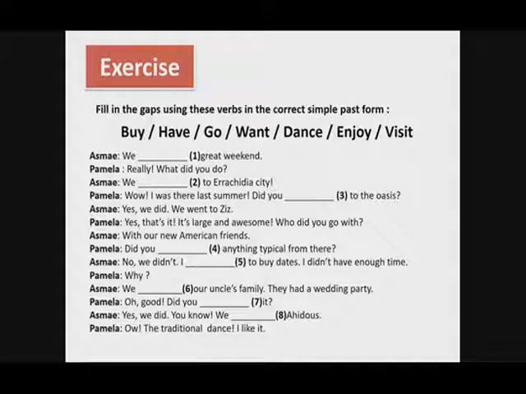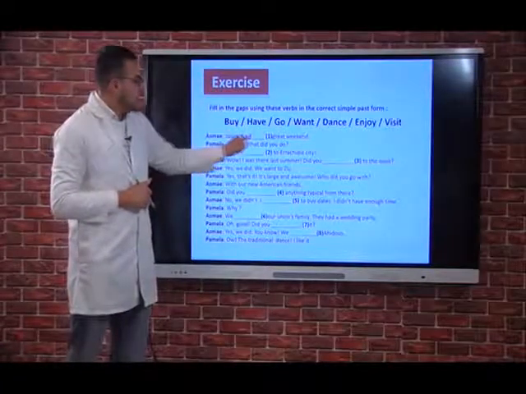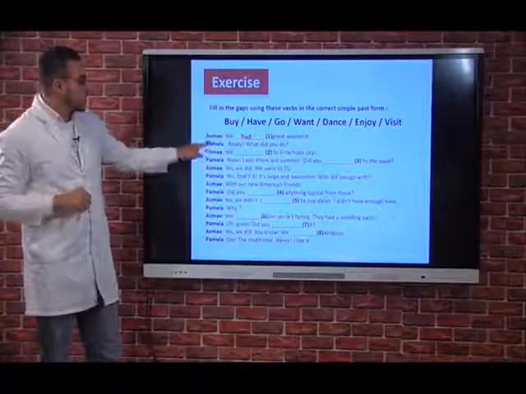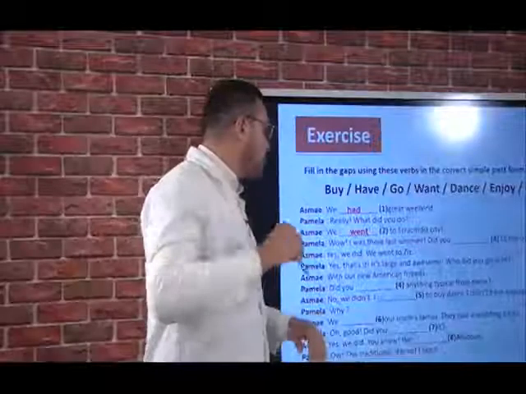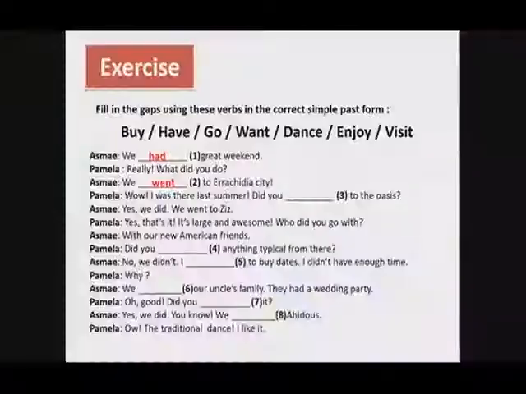In the first one, Asma said we, and here we are going to use the verb to have. So we had a great weekend. Pamela said, really? What did you do? Number 2, we went. We went to Rashidia city. So it's the verb to go in the simple past. Pamela said, wow, I was there last summer. Another time expression. I was there last summer.